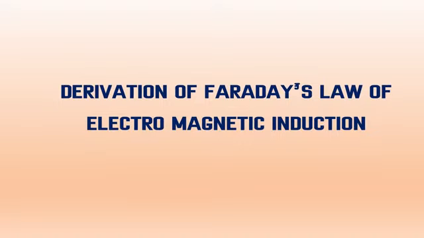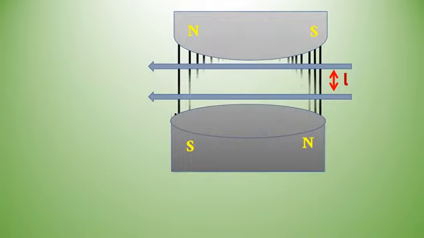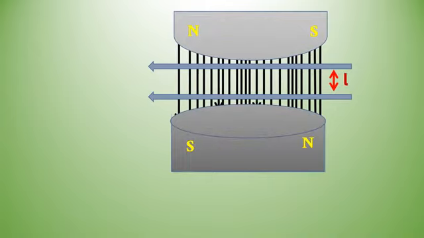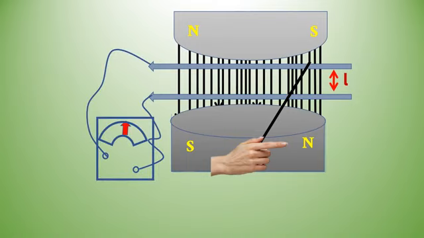Derivation of Faraday's law of electromagnetic induction. Let us arrange an apparatus. It consists of a pair of parallel bare conductors which are spaced L meters apart in a uniform magnetic field of B. We can hold another bare conductor in such a way that it is in contact with the two parallel wires. A galvanometer is connected to the ends of the parallel conductors to complete an electric circuit.